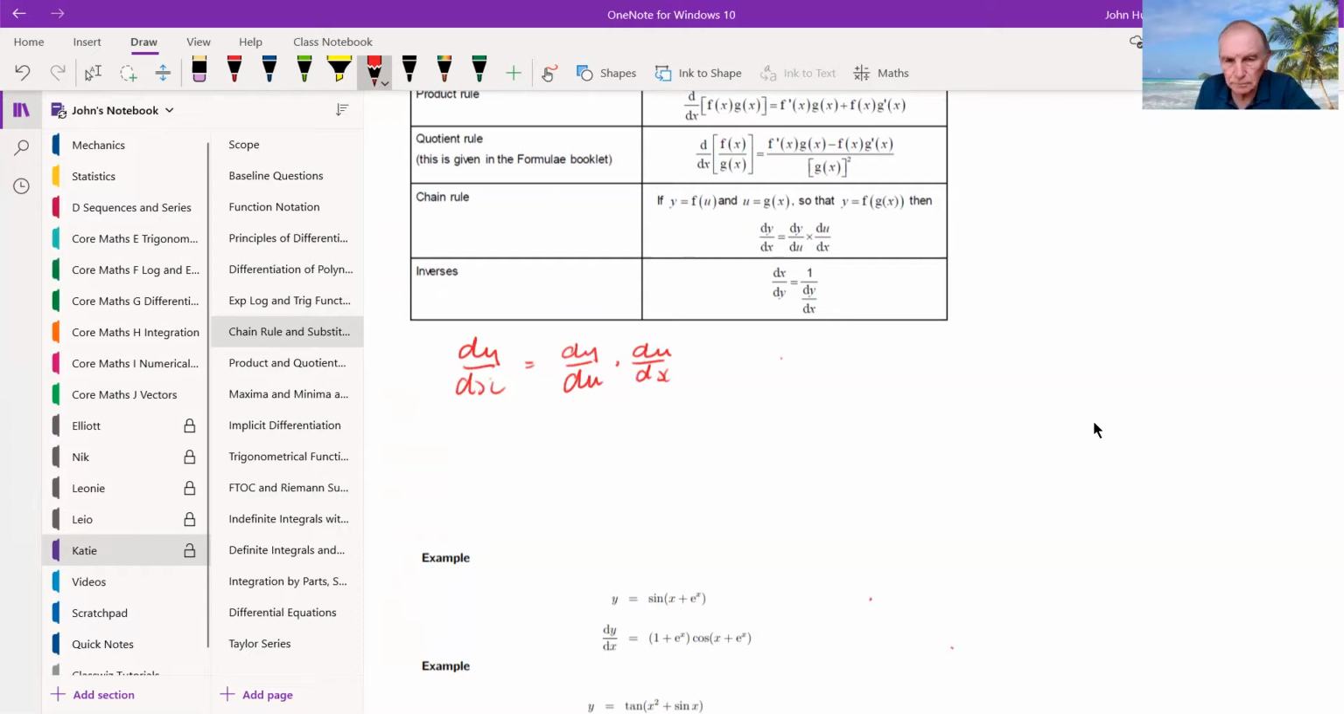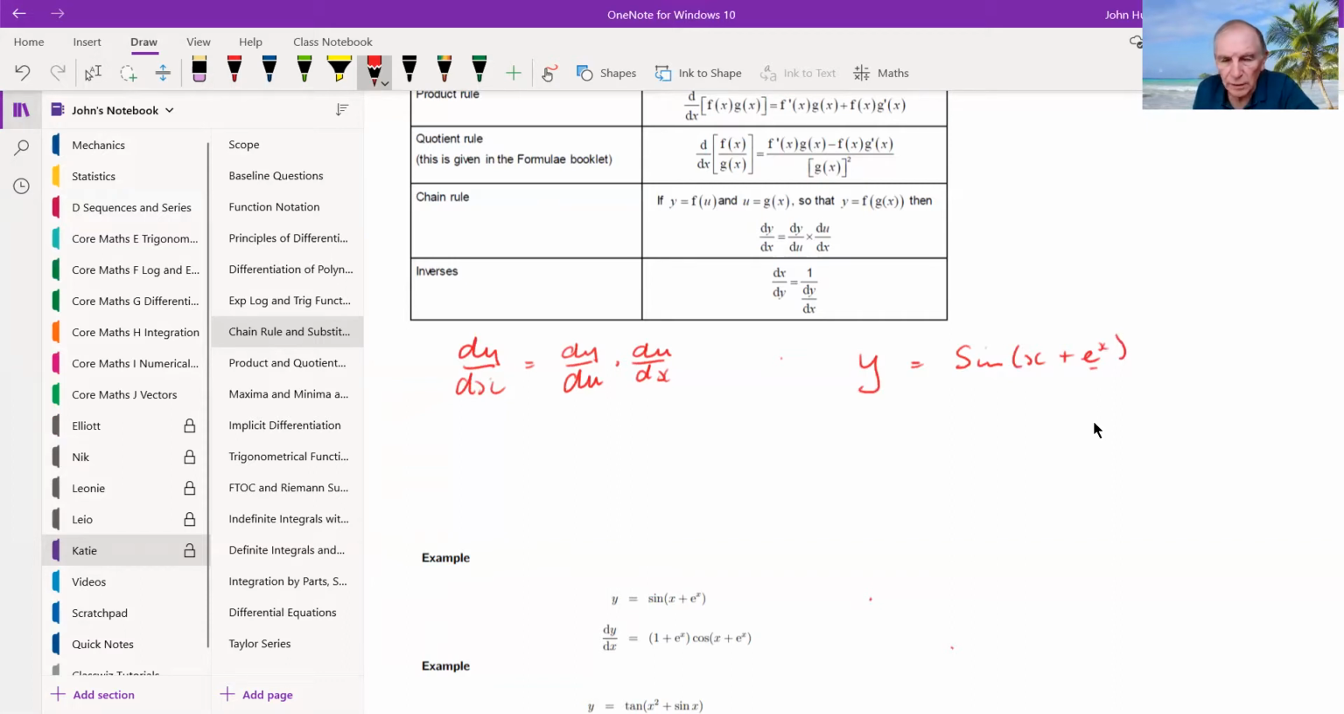So if we have an example like y equals sine of x plus e to the power of x, well, we can differentiate x plus e to the power of x, because x is polynomial, very simple. And e to the power of x is the exponential, which we've just seen. So we can differentiate that. We can differentiate sine x as well, because we've seen how to do that. So that's sine x differentiates to cos x.